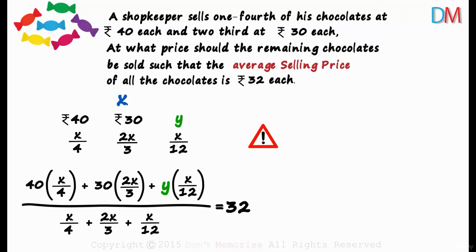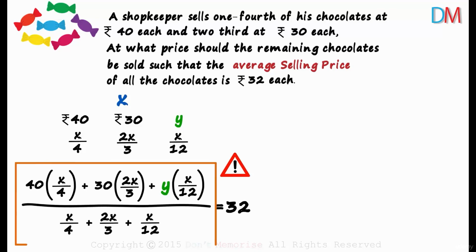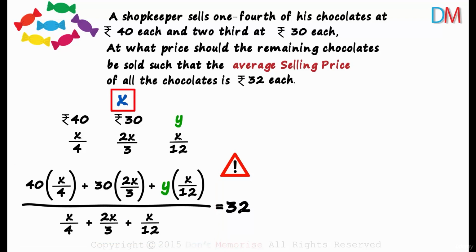But this was not the best way to solve this problem. It's time-consuming as there are fractions involved. The moment you see something like this, you should realize that x will cancel from the numerator and the denominator. And the moment you realize that a quantity is going to get cancelled, you should assume an appropriate value for that quantity. So we can assume a value for x to get rid of the fractions.